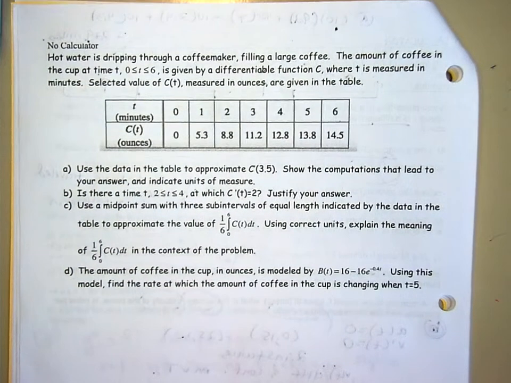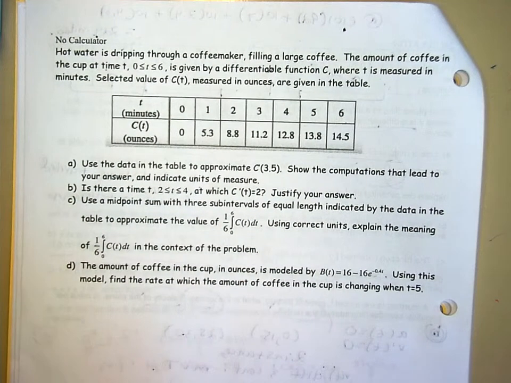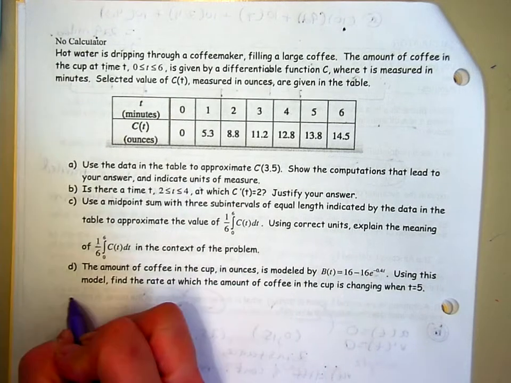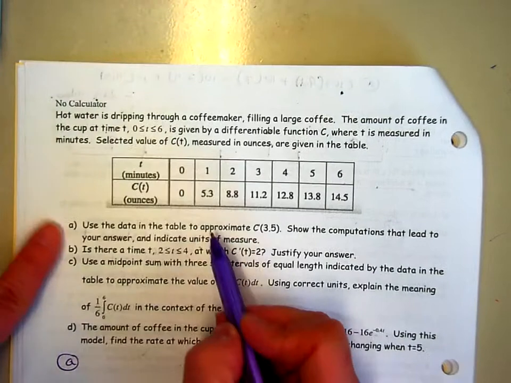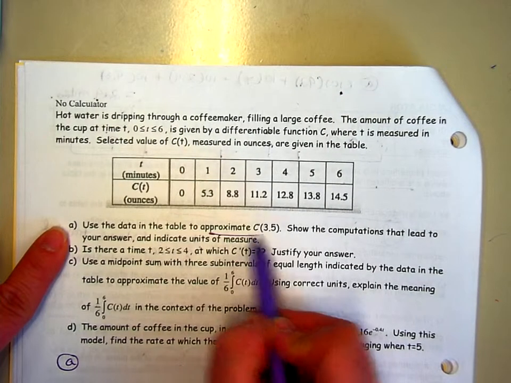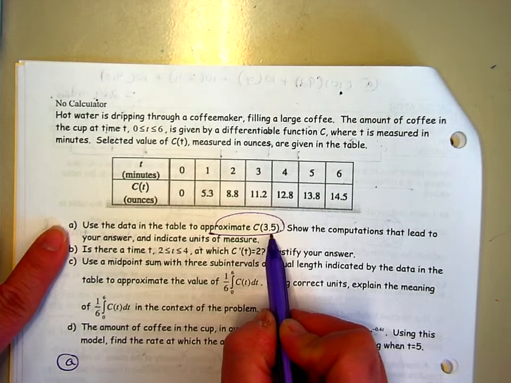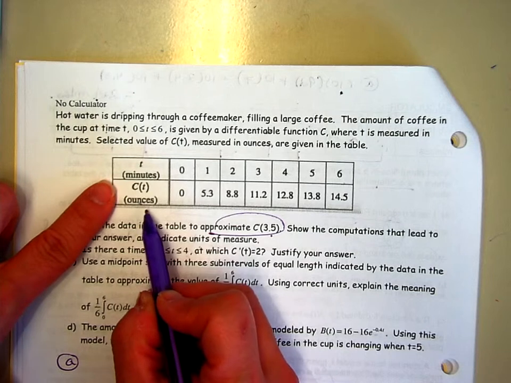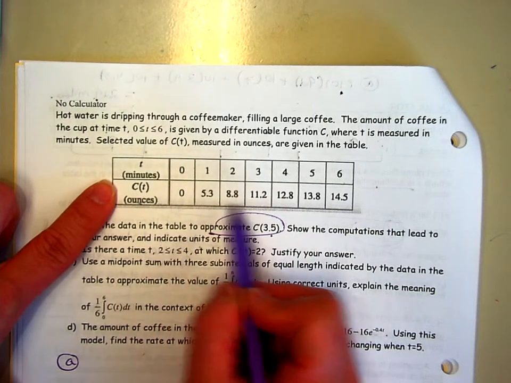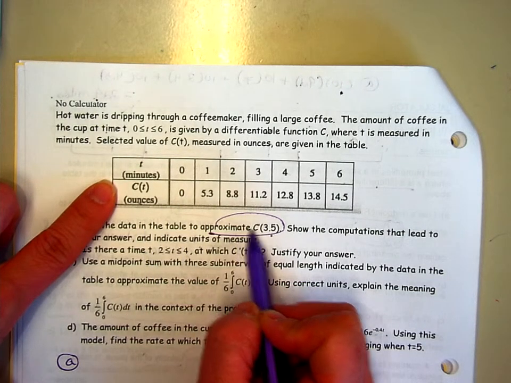Here's another tabular problem. It is talking about hot water dripping through a coffee maker. They tell you this function is differentiable, so again you can assume it's continuous. Part A, use the data in the table to approximate C prime of 3.5. These are selected values for C. So how do you come up with the best approximation for 3.5?